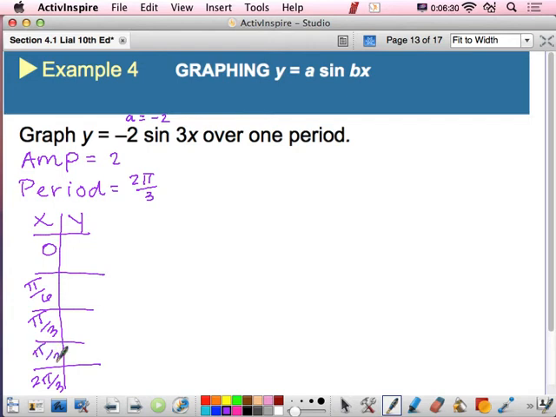So if you ever get stuck, you can always use this trick: the period over 4, which in this case is 2 pi over 3. If I divide by 4, it's the same as multiplying by a fourth, and that's how you know that you're going up 1/6 each time. This one takes me a while to find, but I usually just start counting 1/6, 2/6, 3/6, 4/6.